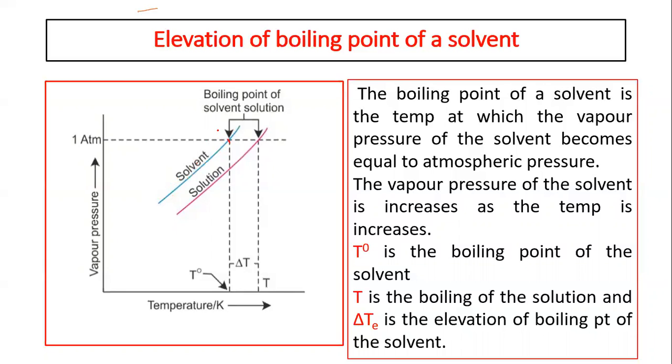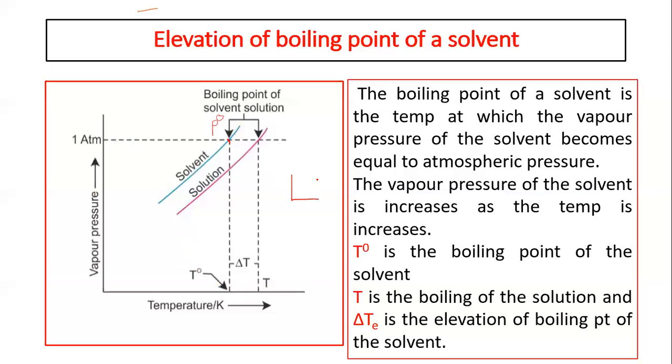So suppose that at this point, the pressure is P0. The vapor pressure of the liquid becomes equal to P0, and the corresponding temperature at this point is T0. It means that T0 is the boiling point of the solvent. Now if we add the solute into the solvent, it becomes the solution. So when we are adding a non-volatile solute into the solvent, now I would like to show this diagrammatically.